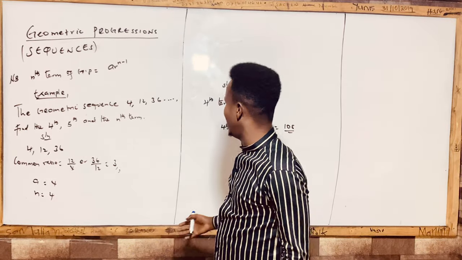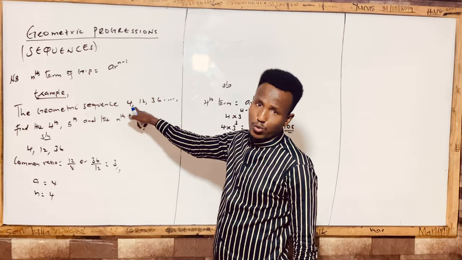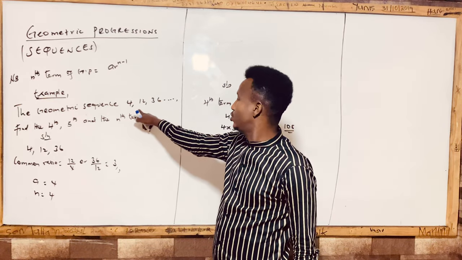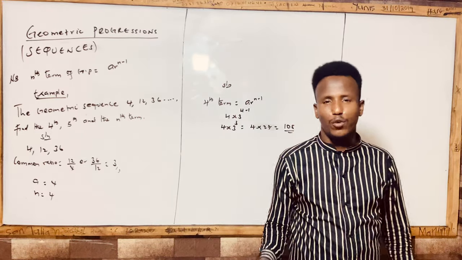But otherwise, you can confirm it by saying: they said 12, 4 times 3 is what? 4 times 3 is 12. 12 times 3 is 36. That 36 times 3 gives you 108.